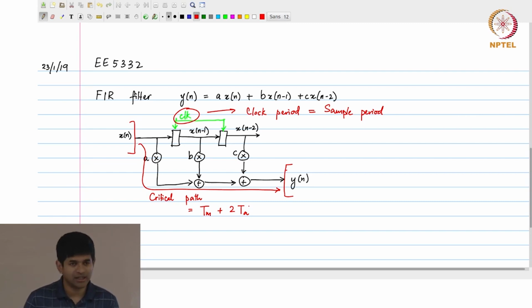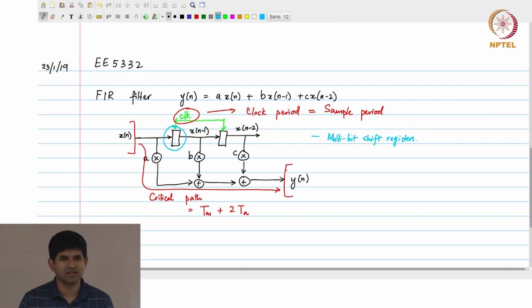So what kinds of hardware elements are we using over here? We are essentially saying we have multi-bit shift registers, right? Why am I saying multi-bit? Because all the bits corresponding to x of n have to be synchronized and loaded into that register at one time instant. The enable signal, or whatever it is that I use in order to load data into the register, has to be one synchronized thing across 16 bits, so that all the 16 bits of x get stored at the same time instant.